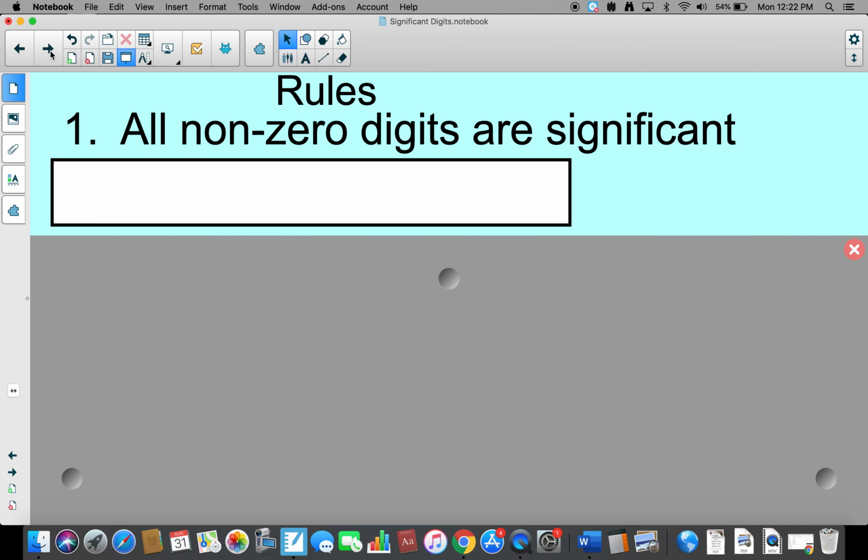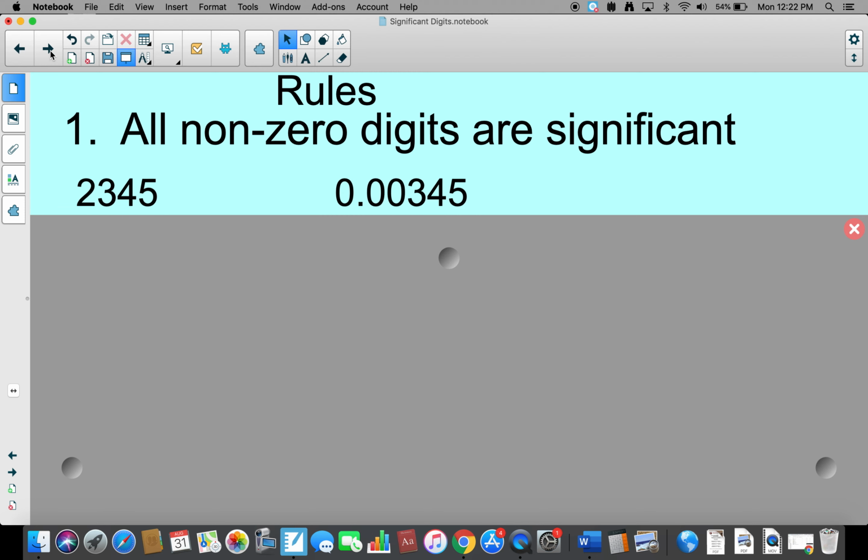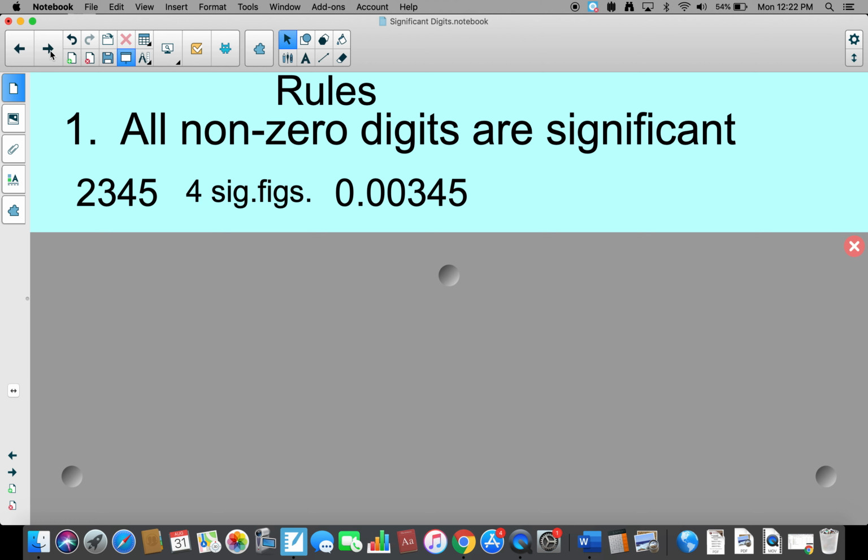Okay, so rules. Number one, all non-zero digits are significant. So if I have the number 2345, I have 4 Sig Figs because they're all significant. For 0.00345, I only have 3 because these two zeros are placeholders. They won't tell me how far this 3 is from the decimal place. They are not telling me any certainty of the measure.